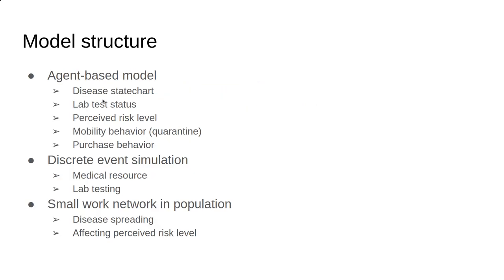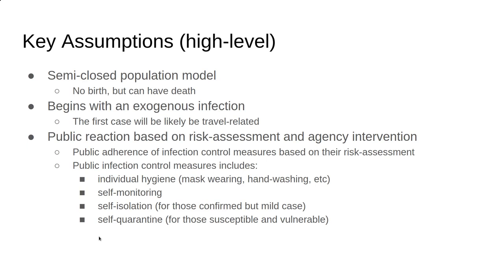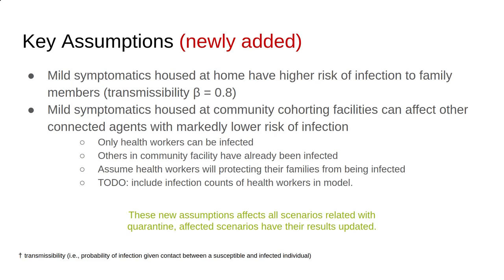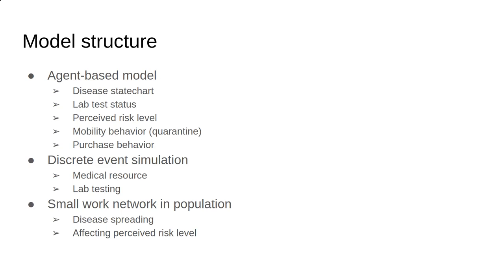We have here a mixture of an agent-based model for a natural history of infection, lab test status, perception of risk, mobility behavior, and indeed purchasing behavior, something that was of interest in the Chinese context, but it has emerged as well as a possible clue to enhance social distancing measures associated with food shopping, for example. Discrete event simulation for medical resources and lab testing and representation of infection transmission. I regret that I don't have time to go through the detailed assumptions here, but they are rich and reflect a stronger behavioral grounding, including a representation of personal protective behaviors and in terms of individuals.